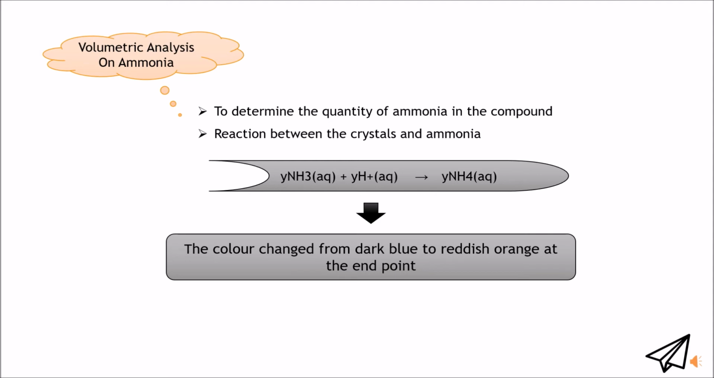For volumetric analysis of NH3, to determine the quantity of ammonia in the compound, volumetric analysis is used. The crystal sample was weighed twice at 1.0 gram. It was dissolved with 30 ml of distilled water in a conical flask. Then about 10 drops of methyl orange indicator were added into the solution. Titration was done by using 0.5 molar HCl and the color changed from dark blue to reddish orange at the end point. To obtain the mean volume of HCl added, the titration was repeated twice. The ratios of acid and ammonia are as below.